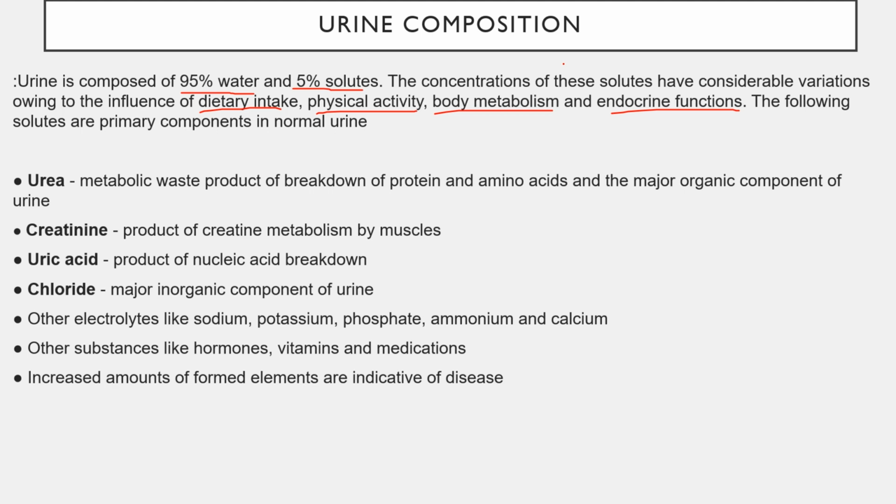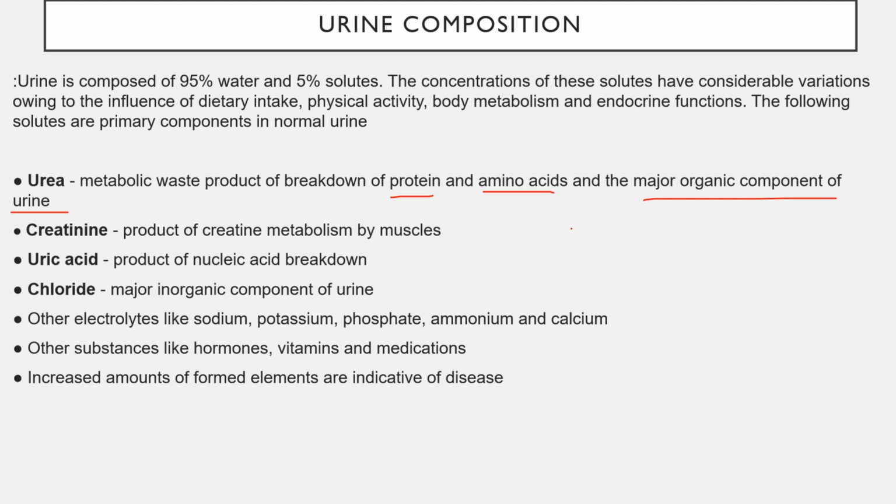Now, the following solutes are the primary components in normal urine. So, the first one is your urea. Urea is a metabolic waste product of protein and amino acid and is the major organic component of urine.